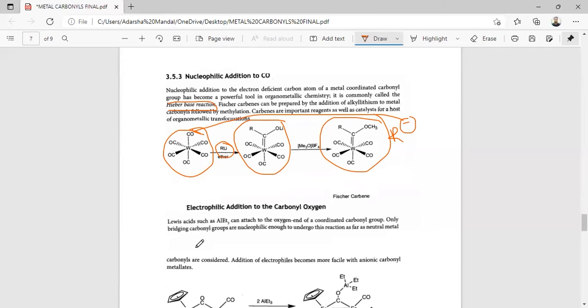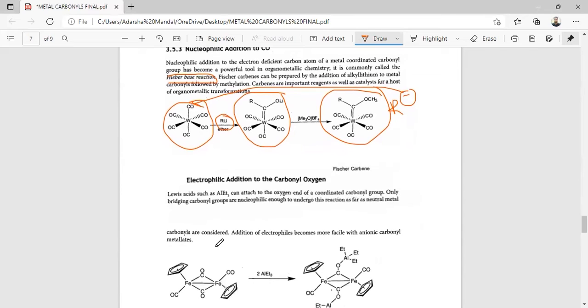So the next class of reaction is the electrophilic addition to the carbonyl oxygen. The carbon atom of the carbonyl moiety is electron deficient, but the oxygen atom is nucleophilic in nature. So an electrophile can attack this oxygen atom of the metal carbonyl compound. In one type of reaction, a Lewis acid such as AlMe3 can attach to the oxygen end of the coordinated carbonyl group.